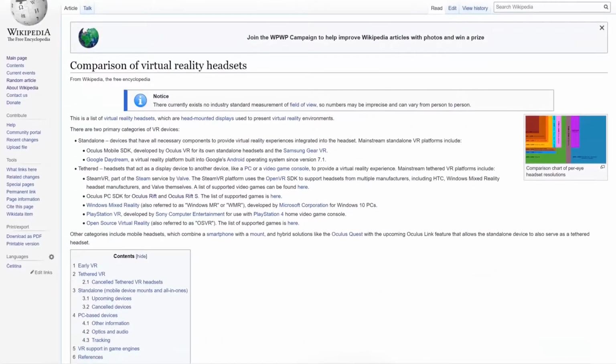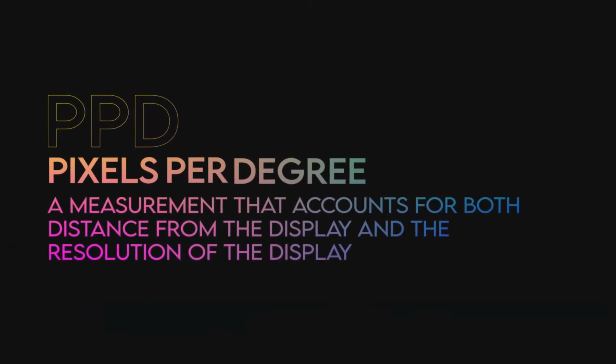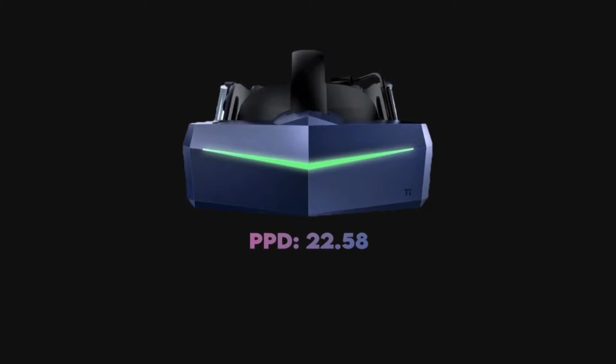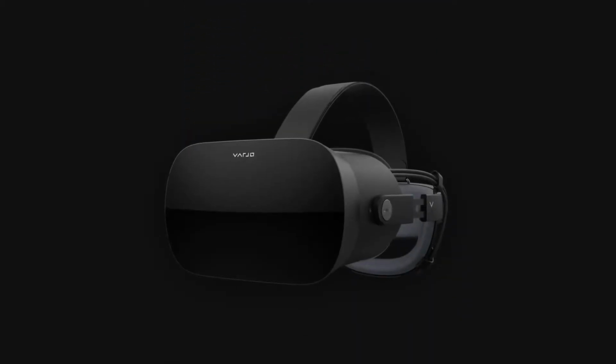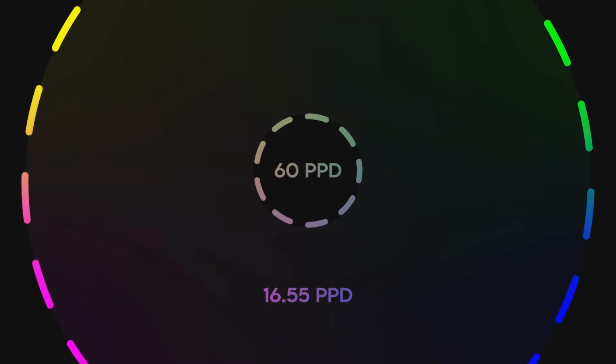According to Wikipedia, the virtual reality headset on the market today with the highest PPD, or pixels per degree value, which is a measure of pixel density, is the Pimax 8K, with a PPD of 22.58. However, there are actually pixel densities that get higher than that. The Varjo VR2 reaches an astonishing PPD of 60, but it only maintains that pixel density in the middle of the screen, and the outer edges are 16.55, which is still pretty high.